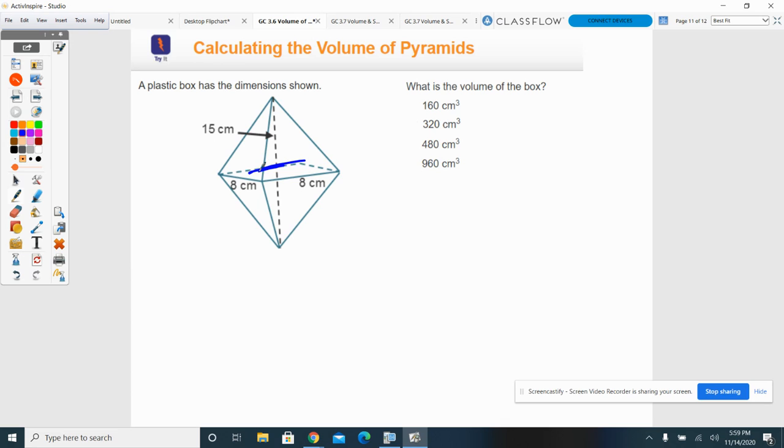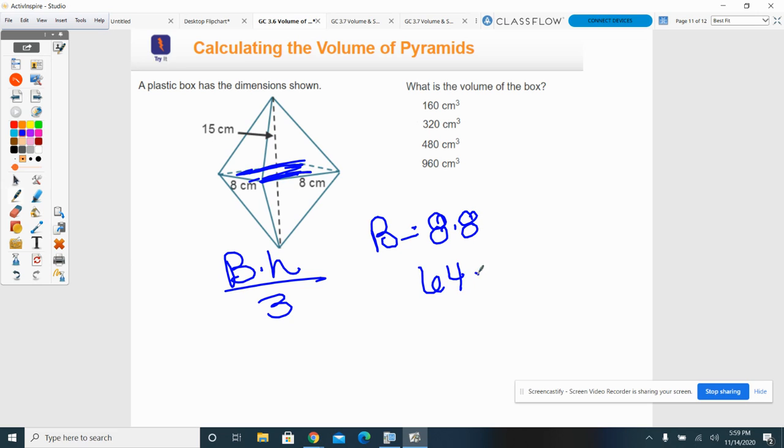Big B this time is going to be the area of the square times H divided by 3. So big B is going to be the area of the square, or 8 times 8, which is 64, times the height, which is 15, divided by 3, because it takes 3 to fill up that prism. 64 times 15 divided by 3, that's 320. But that's just for one of them. Don't forget, there's a top and a bottom. So you take it times 2, and you're going to get 640, but that's not a choice.